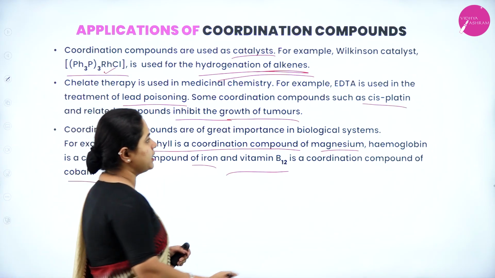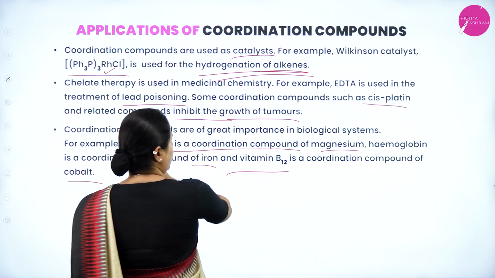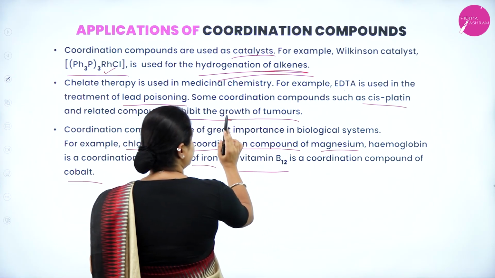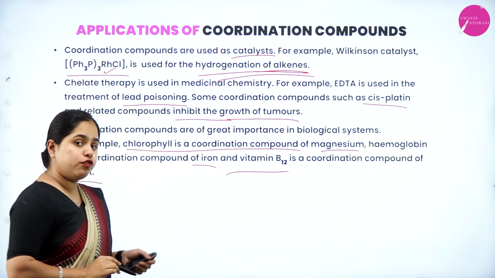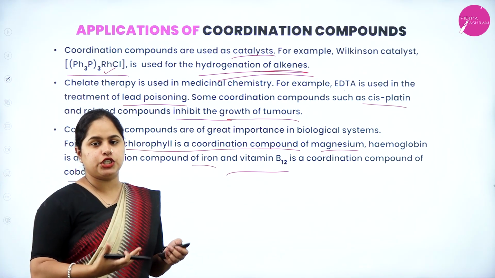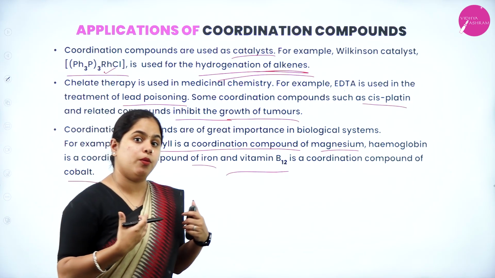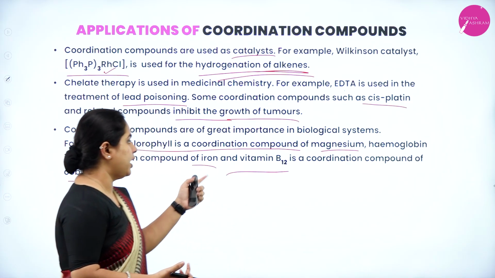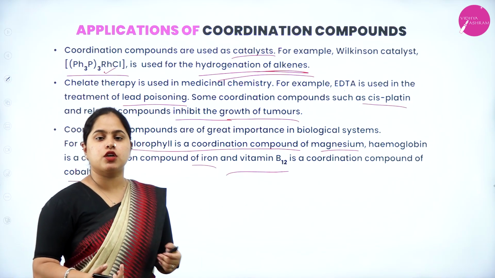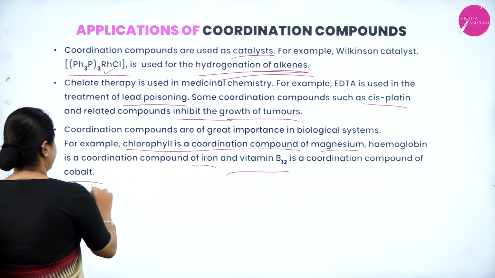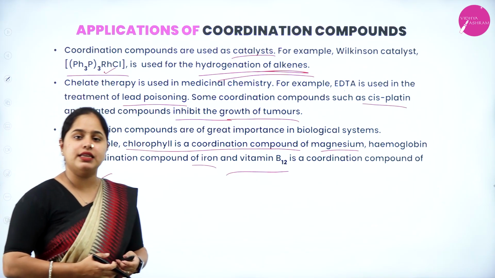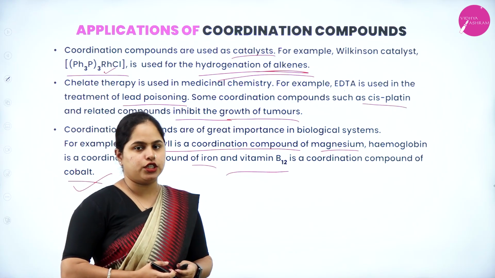Right, a few points to recall. EDTA is used in lead poisoning. Cisplatin is used in the treatment of cancer. Chlorophyll is a coordination compound of magnesium. Hemoglobin is a coordination compound of what? Iron. And the last one, vitamin B12 is a coordination compound of cobalt. All this you have to remember, and these are the applications of coordination compounds.